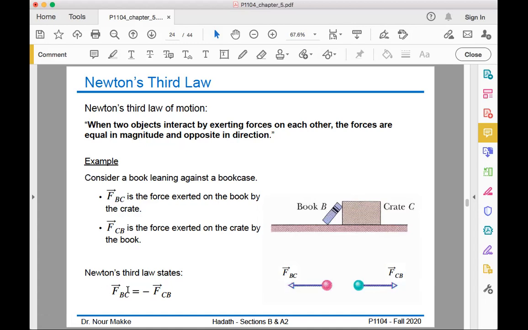Newton's third law states that FCB is equal to minus FBC. So you see from this equation that these forces are opposite in direction, but equal in magnitude.